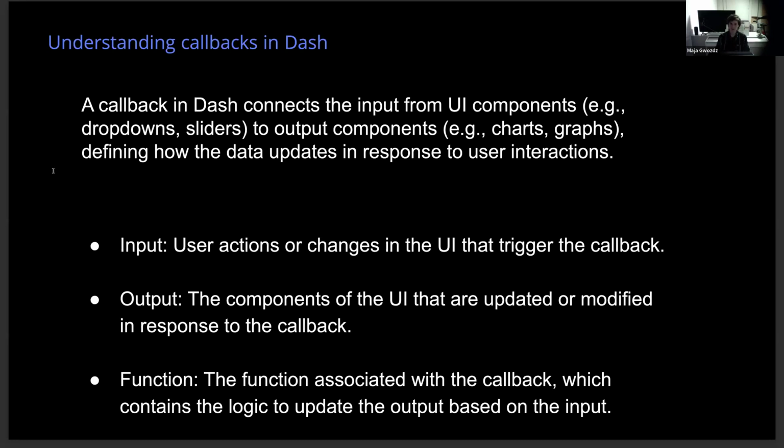On a very intuitive level, when you move the slider, as the end user you expect something to change on the graph. Again, the input is the user actions or changes in the user interface that trigger the callback, and the output is the updates or modifications in response to the callback. And the function is where the magic happens, really, because it's the function associated with this callback. It contains all the logic to manipulate the updates, and specifies how the updates should be performed based on the specific inputs.